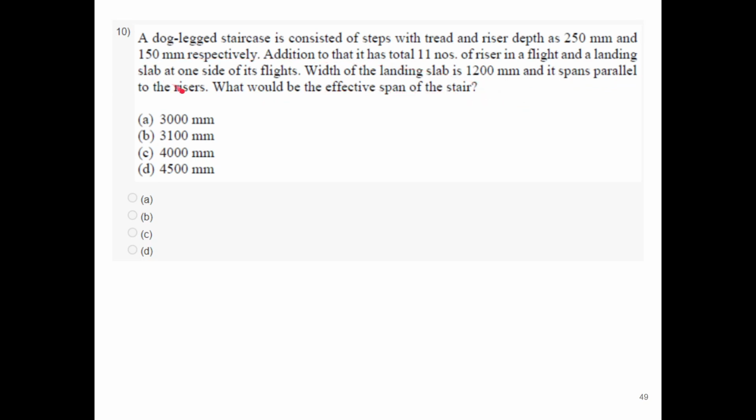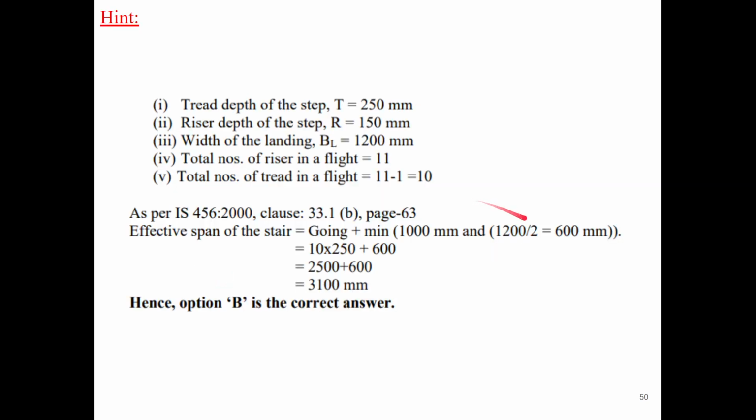Okay, so we basically need to calculate the effective span of the stair. That is, as you might remember, equal to s plus x plus y. S was the span of the stair, and x and y were the distances that we need to calculate from the landing portion. So what will be the effective span? 3000 mm, 3100 mm, 4000 mm, 4500 mm. So what will be the correct option?